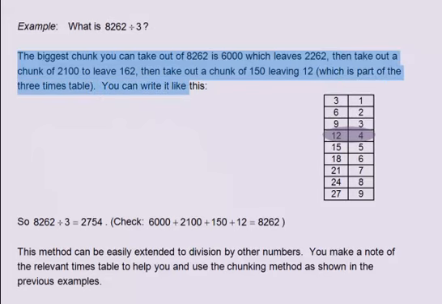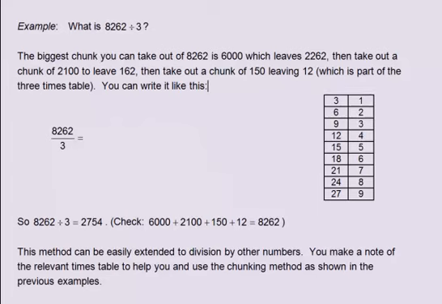You can write it like this: 8,262 divided by 3 equals 6,000 divided by 3, leaving 2,262, plus 2,100 divided by 3, leaving 162, plus 150 divided by 3, leaving 12, which can be divided by 3.